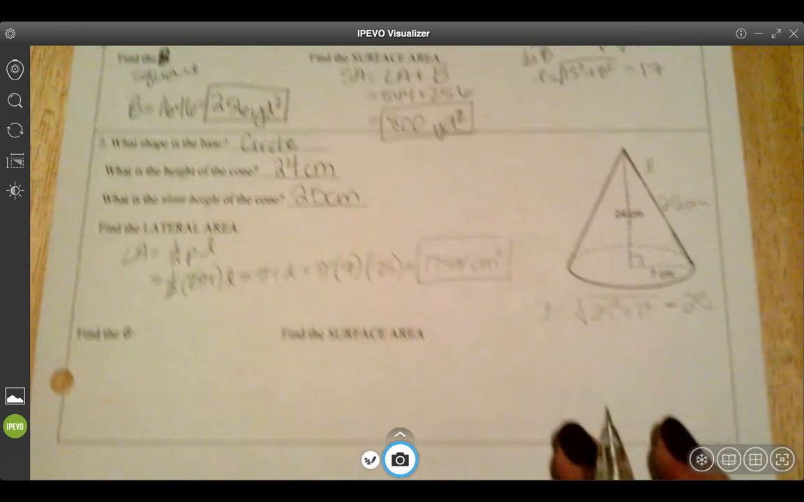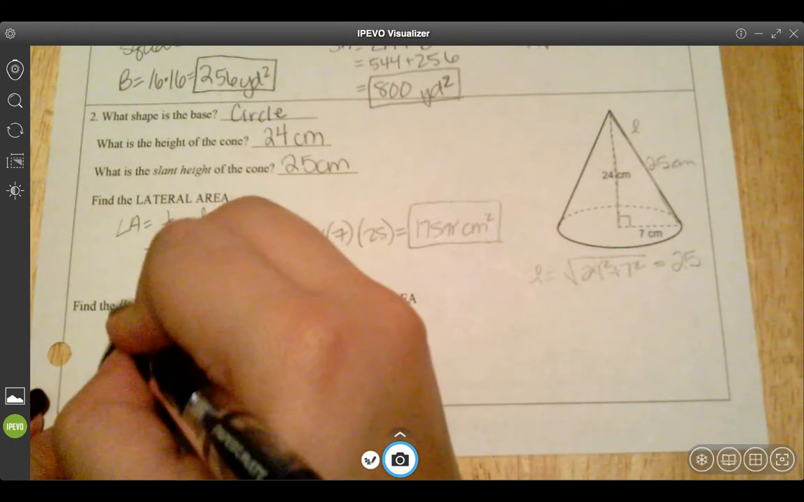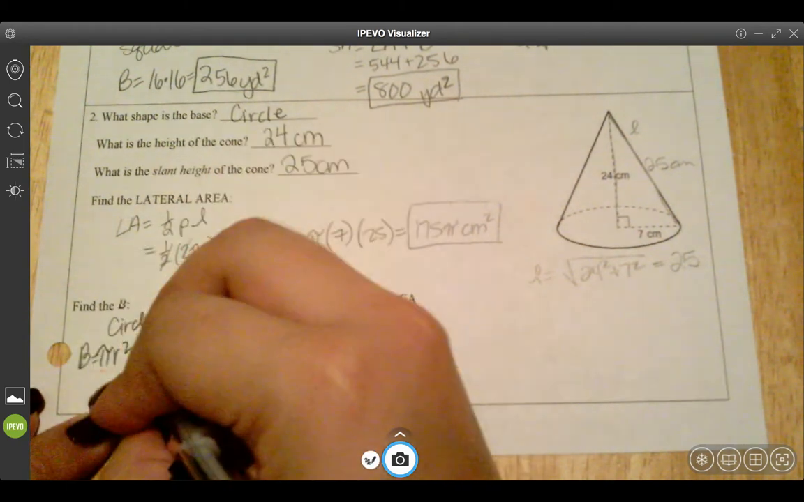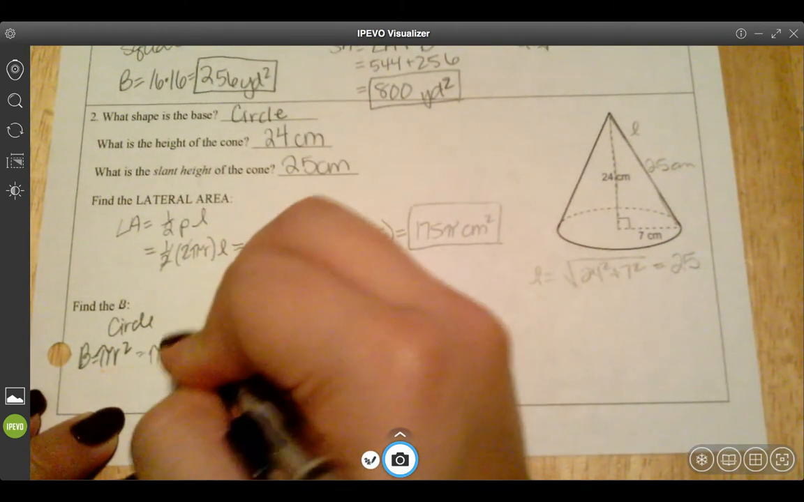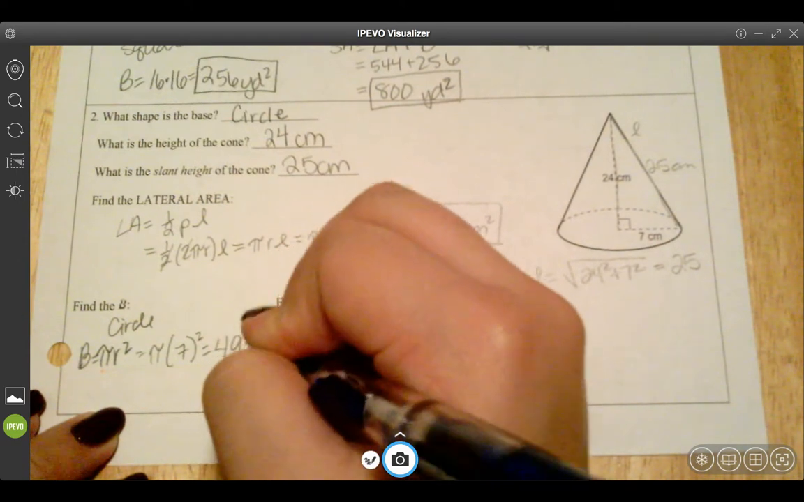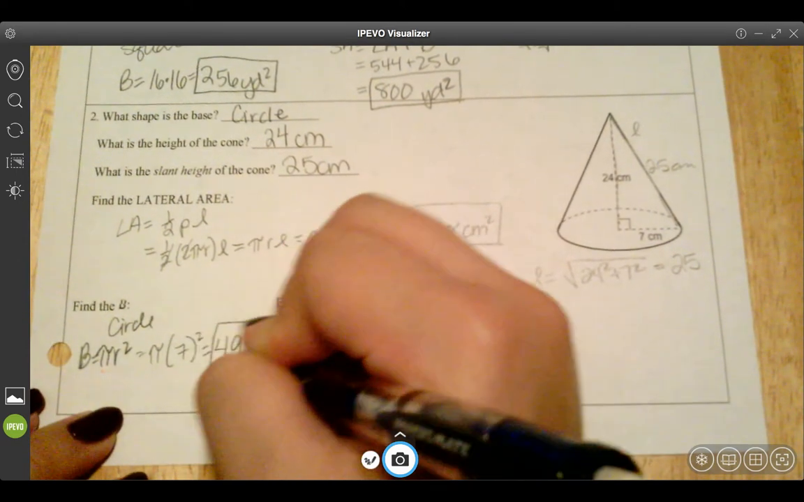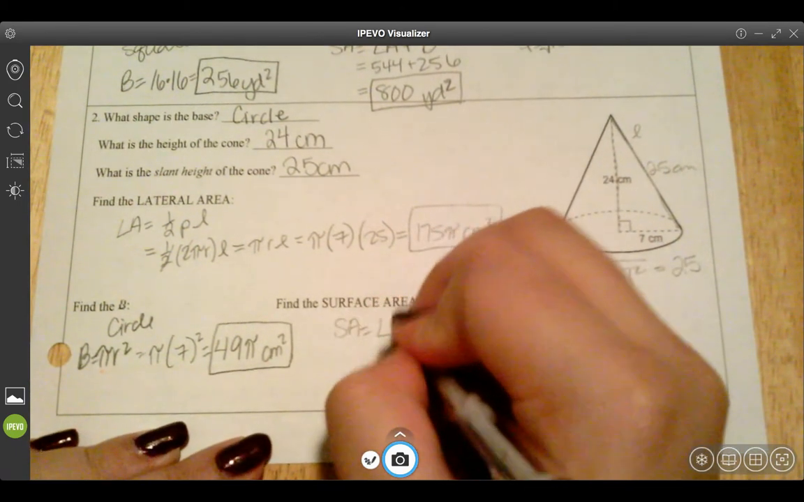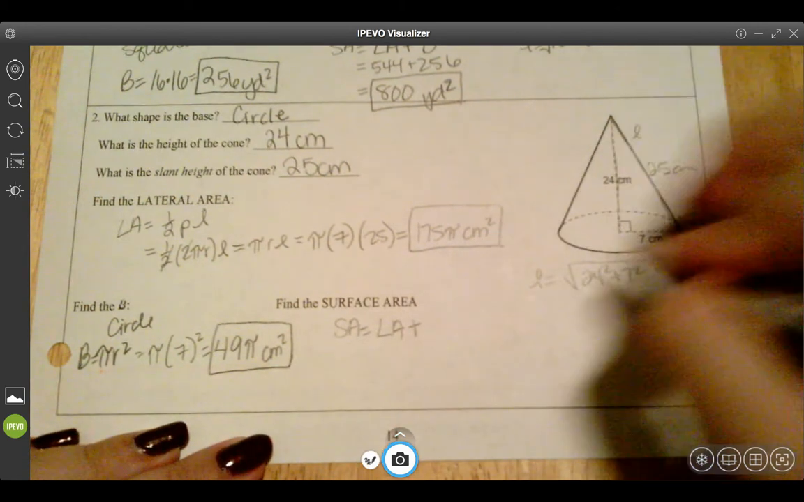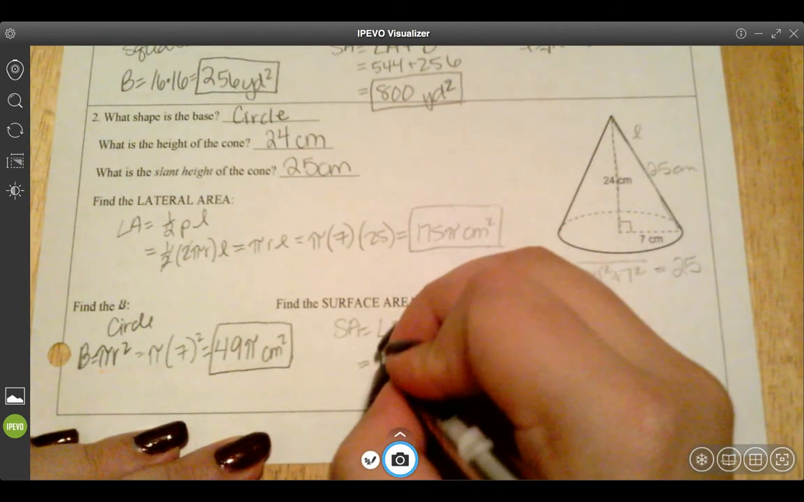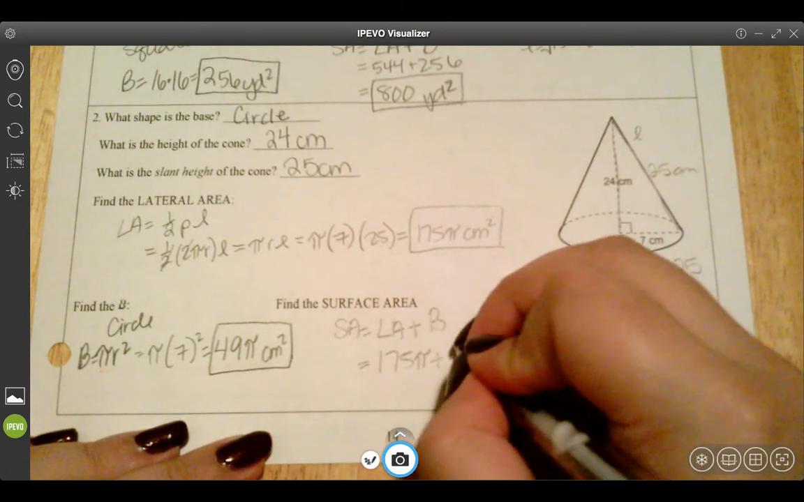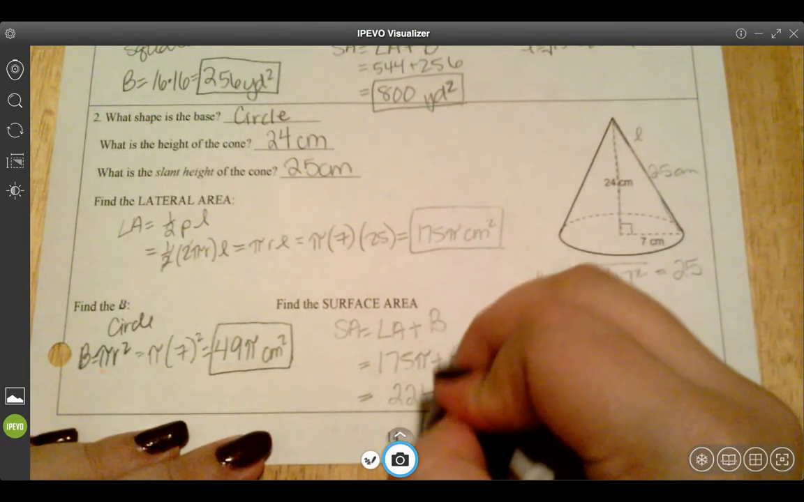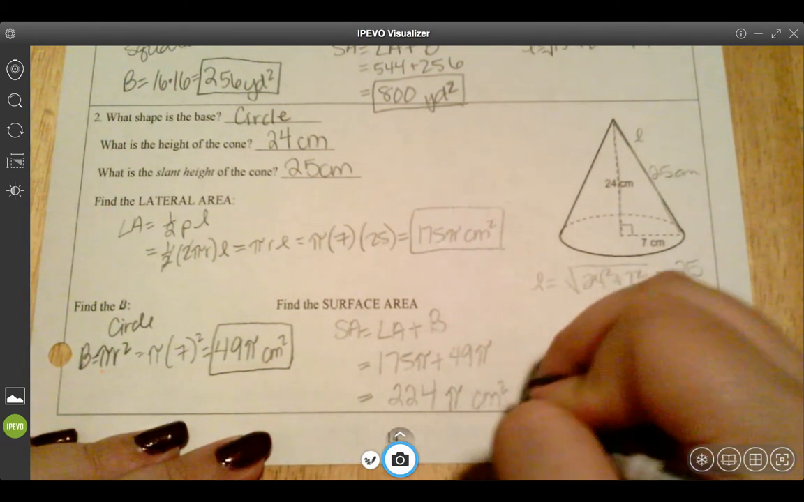Okay. To find the base area, the base is a circle, so that would be pi r squared. Our radius is still 7. 7 squared is 49 pi square centimeters. Again, don't forget your pi. And finally, surface area, which is the lateral area, that's all the way around, plus one base: 175 pi plus 49 pi leaves us with 224 pi square centimeters.